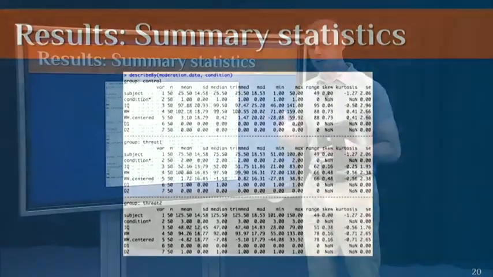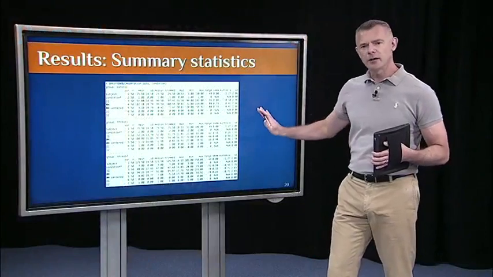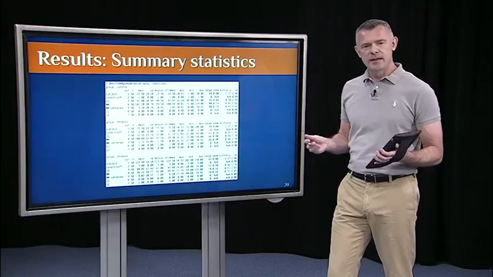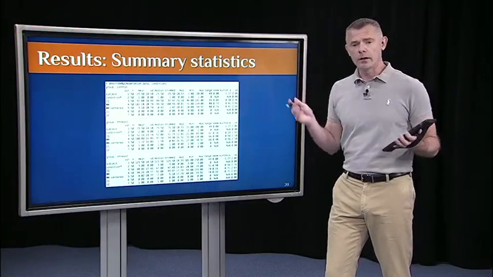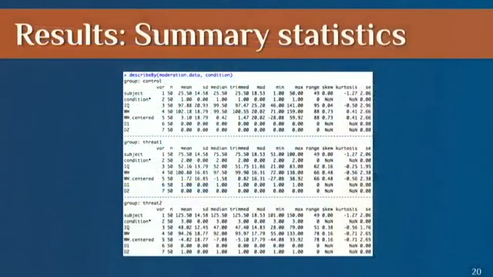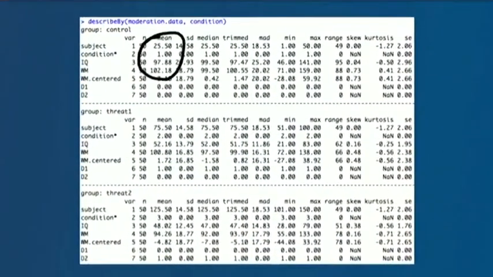We have 3 conditions: control, threat 1, and threat 2. And what you can see, I know there's a lot to look at here, but the main thing we want to see is, did the threat manipulation work? And it did. So if we want to focus in on IQ for the control condition, we get a mean of about 100. It's 97.88. But if you look at the mean IQ for students in the threat groups, they're really low.